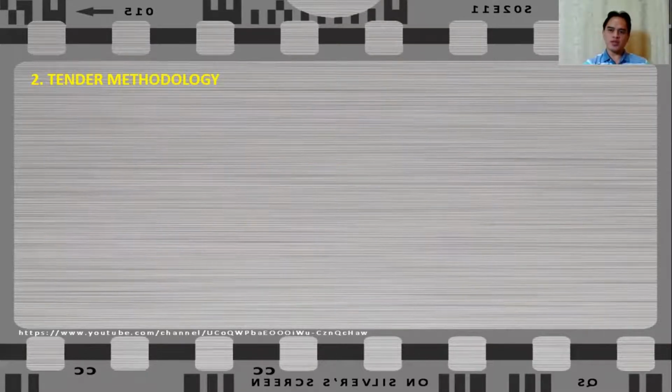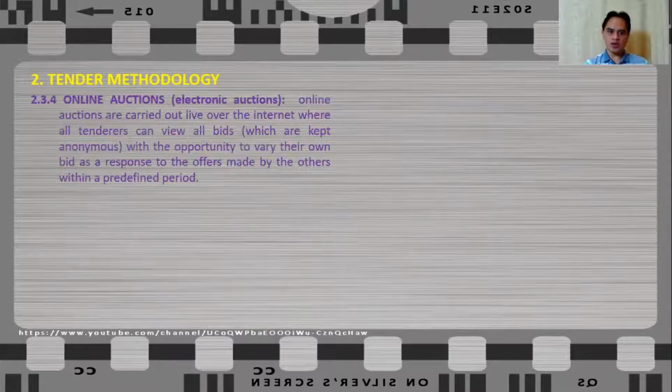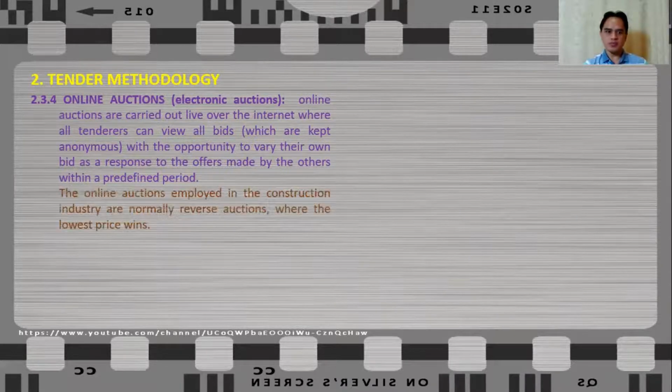Another tender methodology that can be used is what we call online auctions or electronic auctions. Online auctions are carried out live over the internet where all tenderers can view all bids, and they are kept anonymous, with the opportunity to vary their own bid as a response to the offers made by others within a predefined period. The online auctions employed in the construction industry are normally reverse auctions, where the lowest price wins the tender.